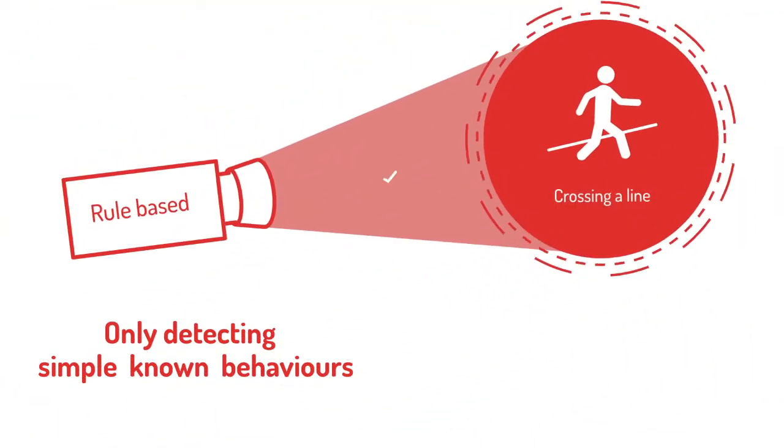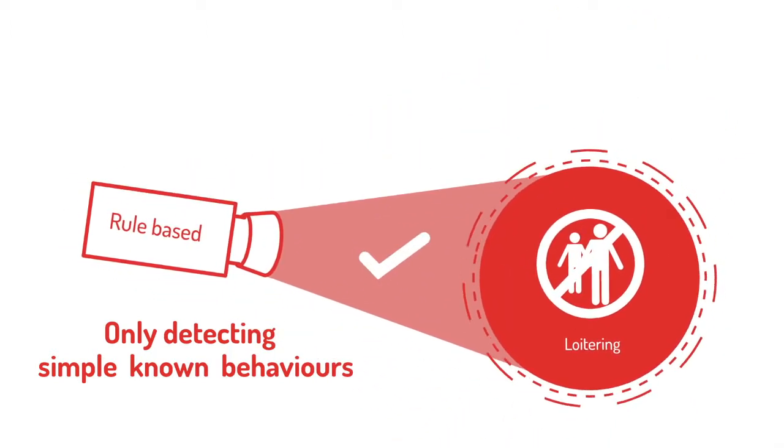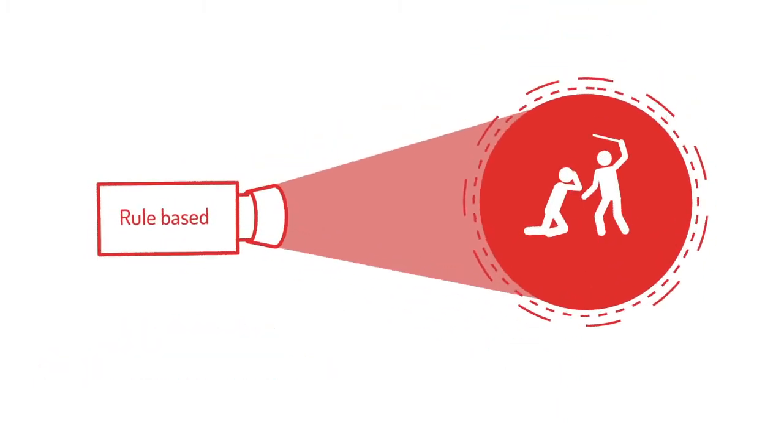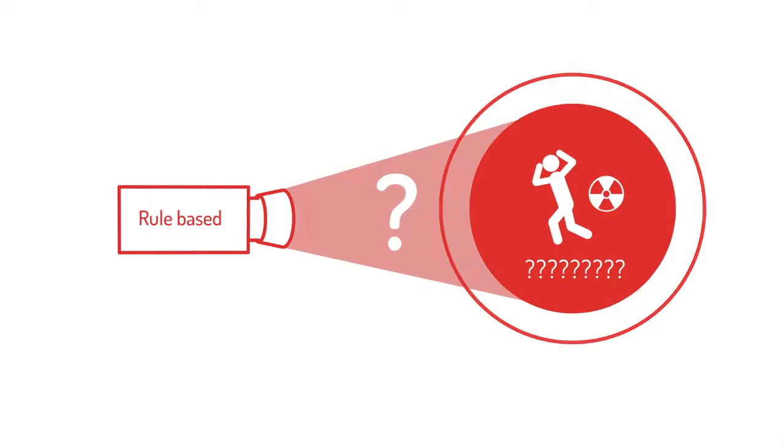Conventional rule-based analytics detects only for specific or known behaviors. Configurations of such rules are tedious and time-consuming. Furthermore, what about other unusual or complex scenarios not specified by any rules beforehand?